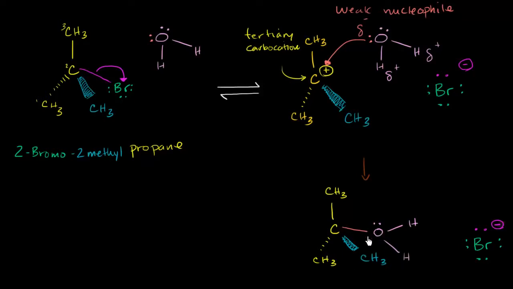Now, what is going to be the charge right over here on the oxygen? Well, it had a partial negative charge just because it's more electronegative, but it just gave essentially half of a bond, half of a pair. It's now sharing a pair with this carbon. So it's the equivalent of giving up one electron's worth of charge. So you would now say that this thing right now has a positive charge.